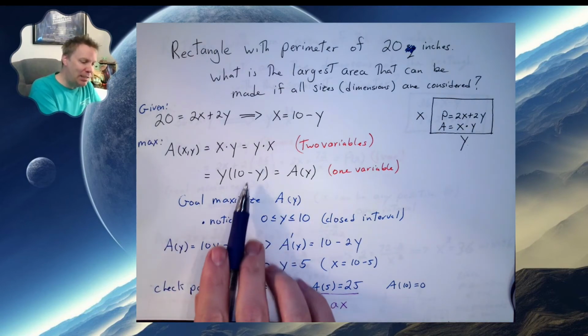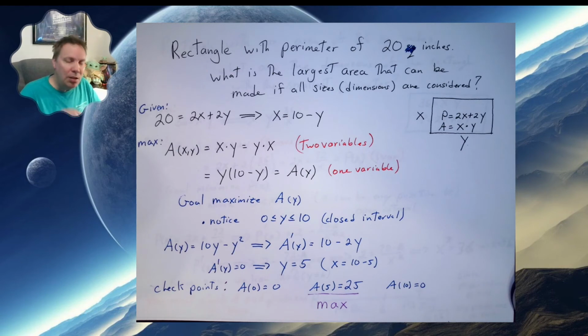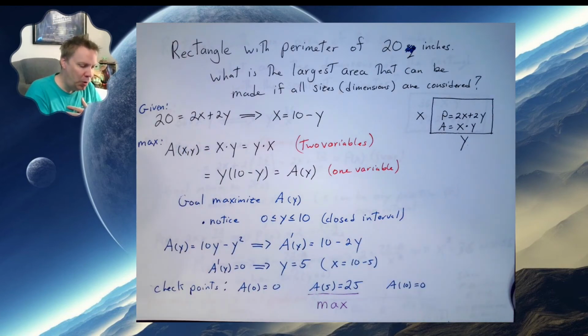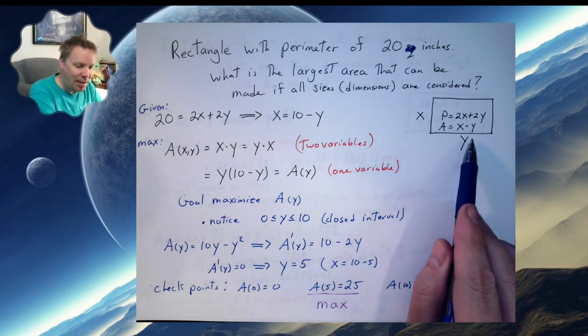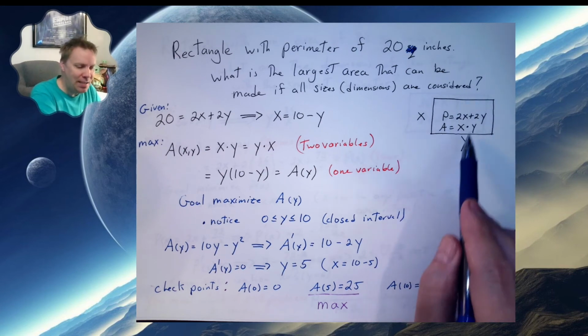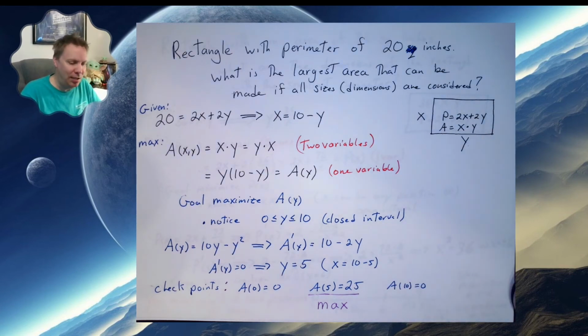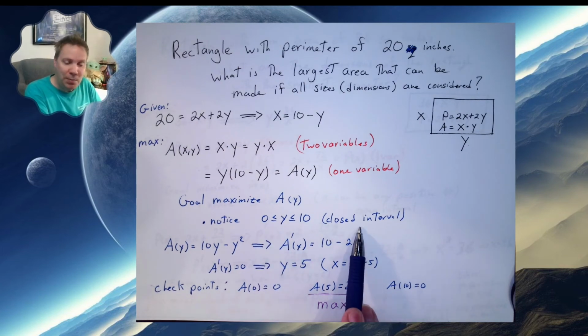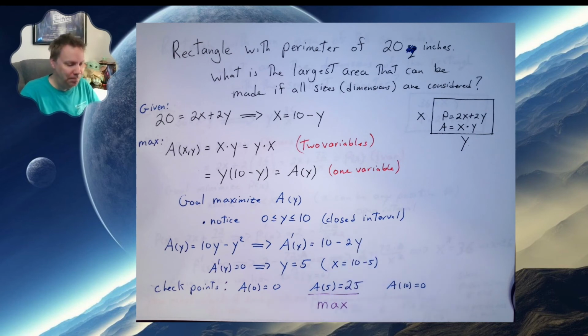The goal is to maximize this particular function, but we have to notice something. And this isn't always true for every problem, but for this problem, the perimeter is always equal to 20. So that says this dimension can be no bigger than 10 because I have 2 pieces there, so it could be no bigger than 10. And since we're dealing with a dimension, it's never going to be negative. So we wind up getting a closed interval in here.